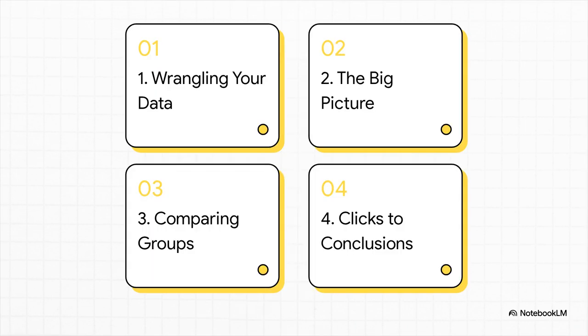So here's our game plan. It's a pretty straightforward 4-step journey. First, we got to wrangle our data to get it ready. Then, we'll zoom out and get the big picture of who we're even talking about. After that, we'll zoom in and compare the groups we're interested in. And finally, we'll see how a few clicks can lead to a solid conclusion.